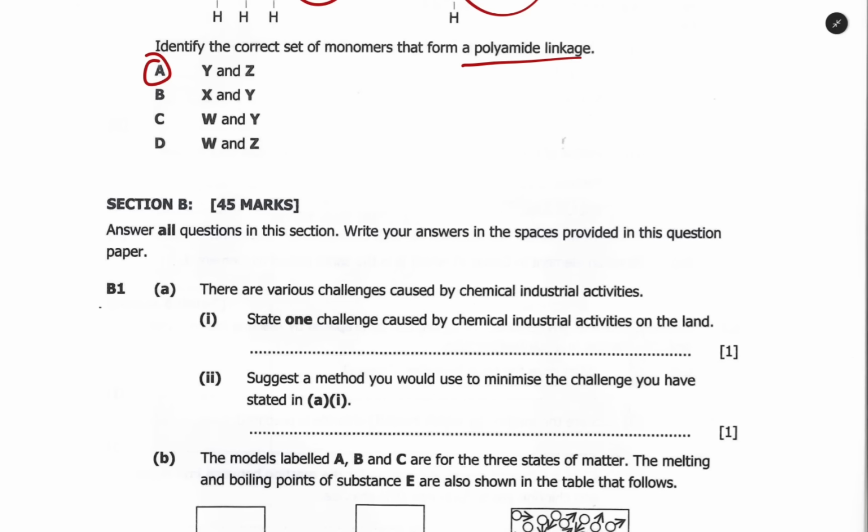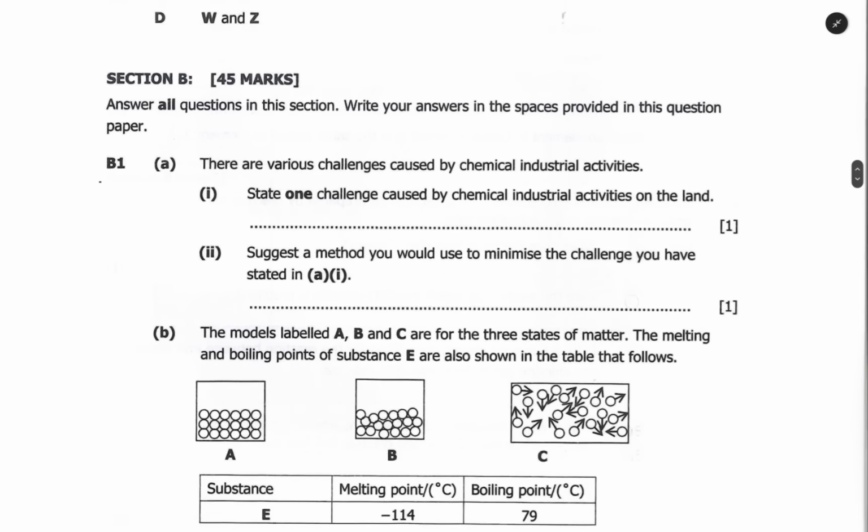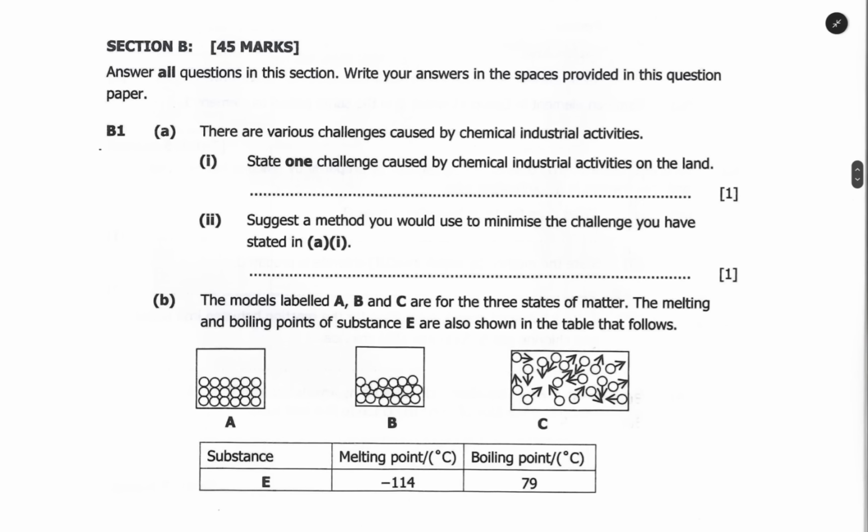All right, let us dive into section B now. So look at section B. In this one, 45 marks, and you're answering all questions. You write your answer in the spaces provided in this question paper. All right, so let us start section B, and the first question is on challenges associated with chemical industrial activities.